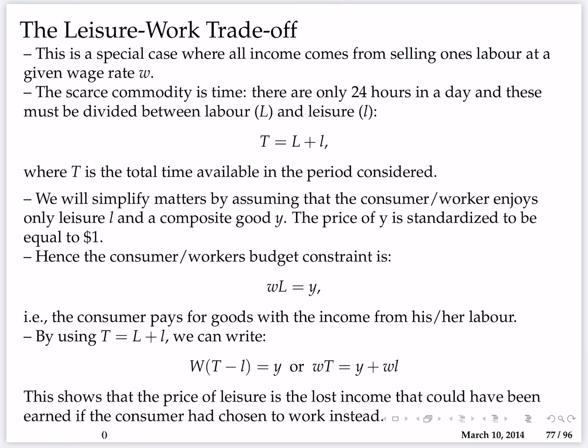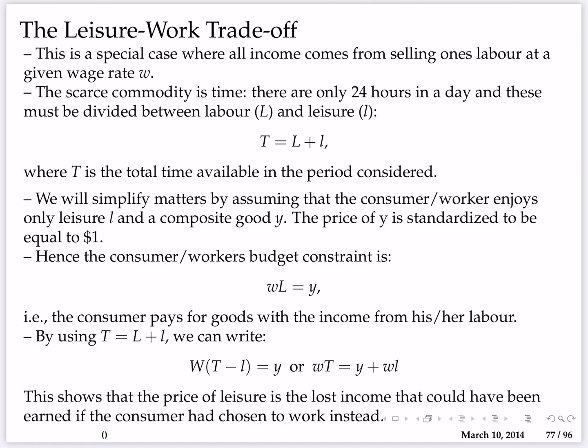So now the major application of the endowment model is a leisure-work trade-off. This is a special case where all income comes from selling one's labor at a given wage rate W. Here there are 24 hours in a day, and this must be divided between labor and leisure. So, for example, capital T can be 24, capital L is the labor, and small l is the leisure.